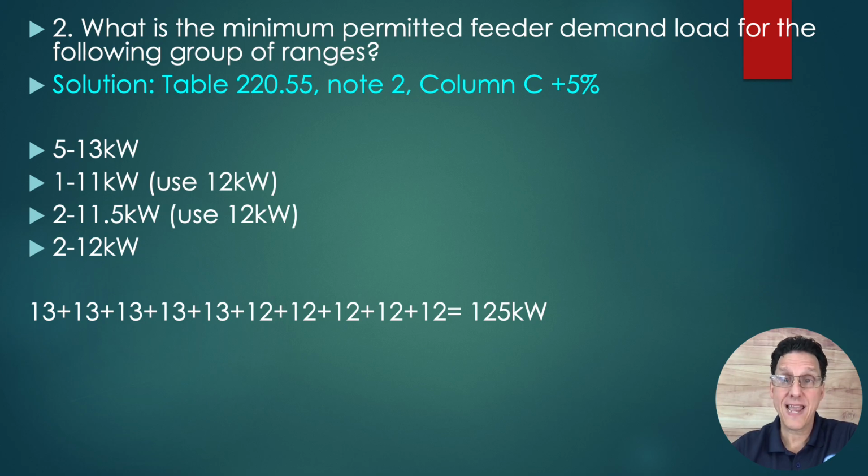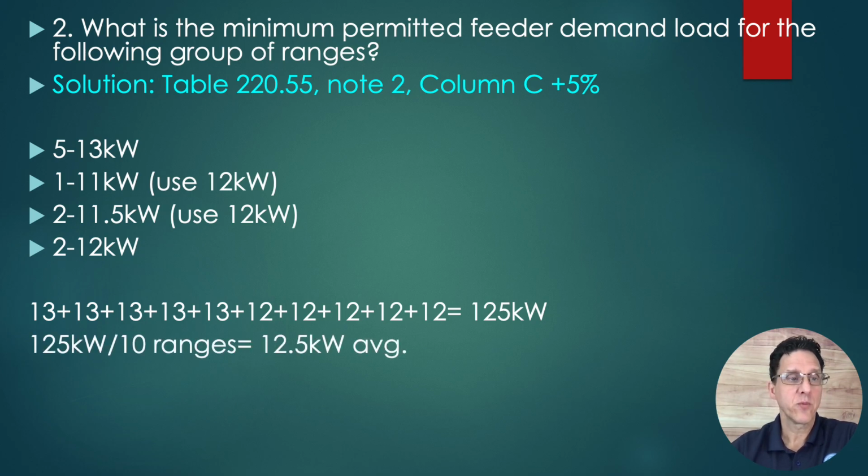We have to find an average. 125 kW divided by 10 ranges, we have 10 units, right? So the average is 12.5. That means we have to increase column C by 5%, right? 0.5 kW is a major fraction. It's not a whole kilowatt above 12, but it is a major fraction above 12. So we have to increase column C by 5%. If it was 12.4 kW as our average, we would not have to increase column C because that's a minor fraction. But this is 12.5 kW, so that means we have to increase column C by 5%.